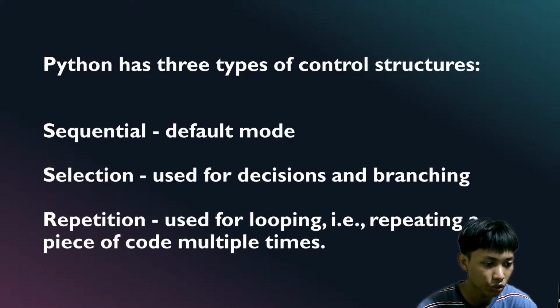Second, we have selection. So, selection: decision control statements in Python. The selection statements are also known as decision control statements or branching statements. The selection statements allow a program to test several conditions and execute instructions based on which condition is true. Some decision control statements are simple if, if else, nested if, and if elif else.